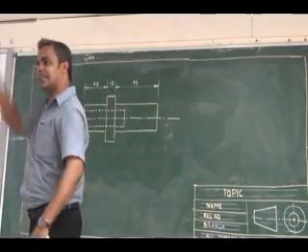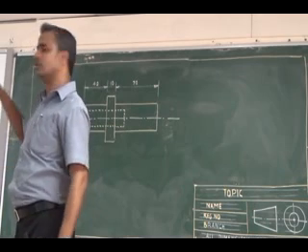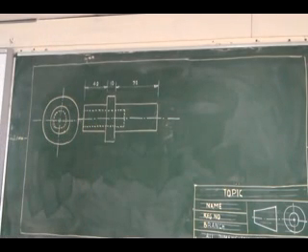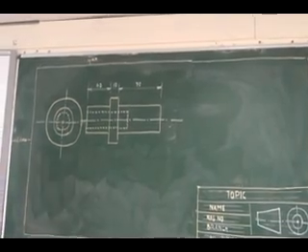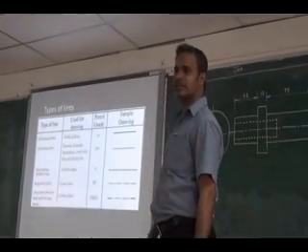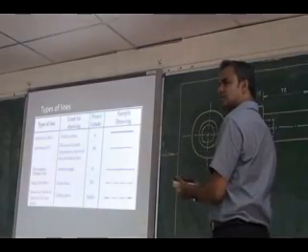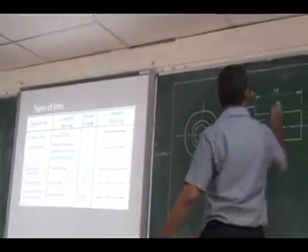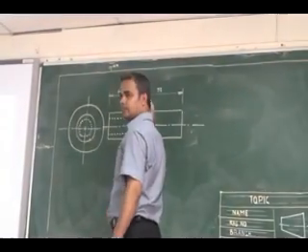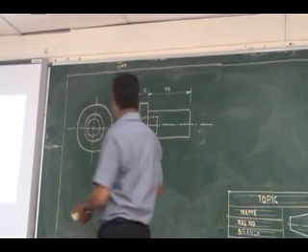To represent a cutting plane where it cuts the solid, to see the inner details, you will be representing a line with this line. This is called a cutting plane line, a section line or cutting plane line. So the name is long chain, thick at ends and thin elsewhere. Suppose I want to represent a cutting plane here. Suppose I am sectioning this shaft here.